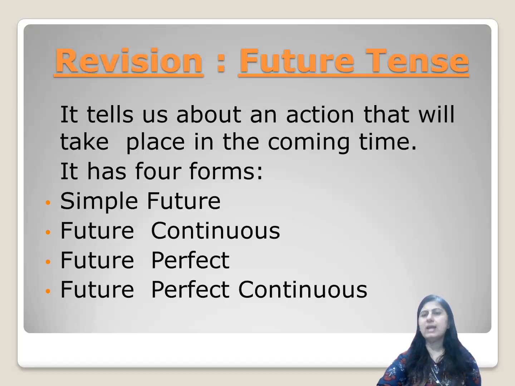So that was the last type of future tense. Today we have studied future tense, which has four forms: simple future, future continuous, future perfect, and future perfect continuous. And future means the time which is yet to come. So I hope all these types are clear to you. Now we have completed all the tenses: present, past, and future.